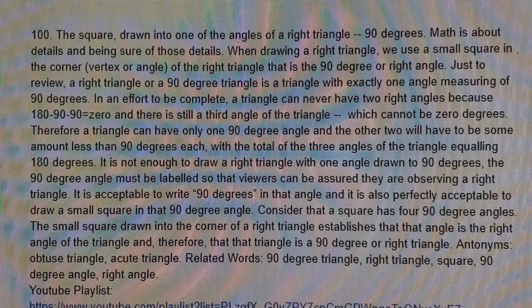Antonyms: obtuse triangle, acute triangle. Related words: 90-degree triangle, right triangle, square, 90-degree angle, right angle.